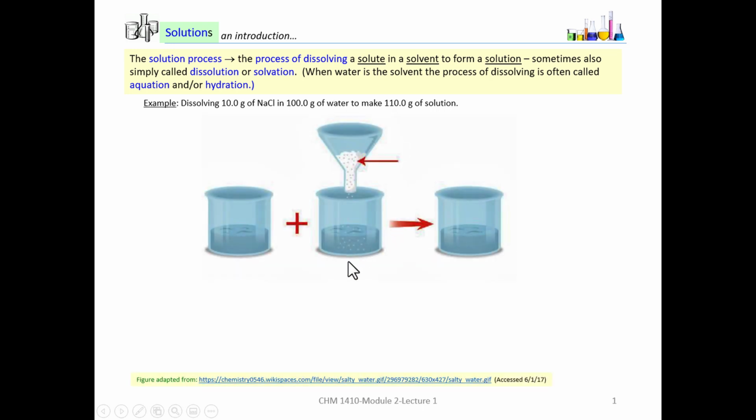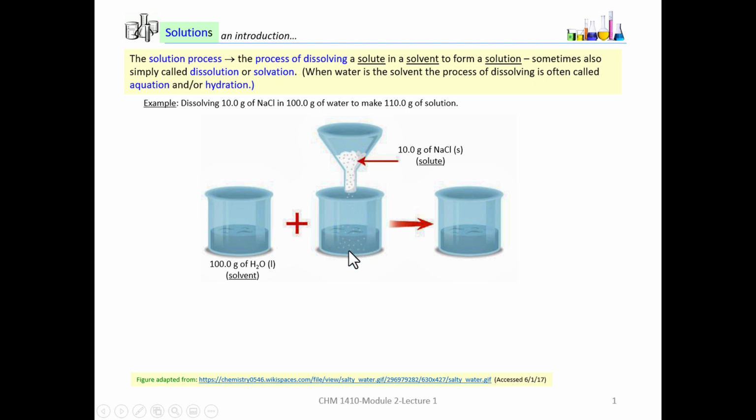This cartoon is going to try to help us with this thought experiment. The beaker all the way here on the left is supposed to represent our 100 grams of liquid water, in other words, our solvent. We are then going to add 10 grams of solid sodium chloride, which would be our solute, and here we're wisely using a funnel so we don't spill any.